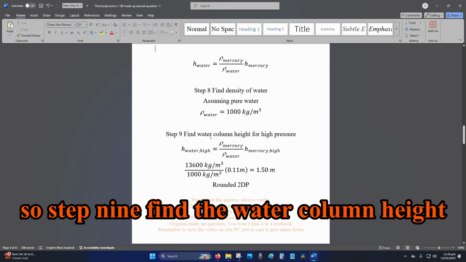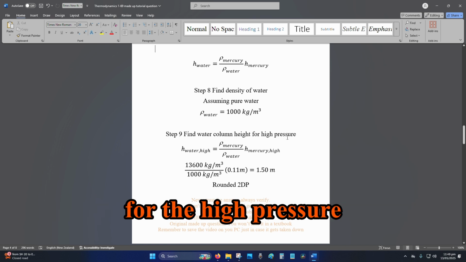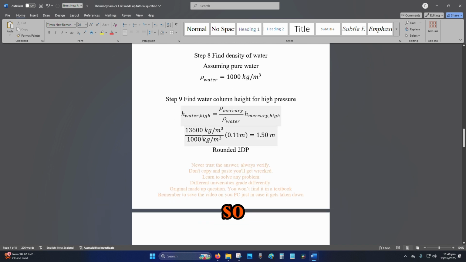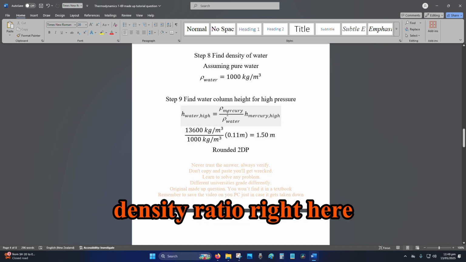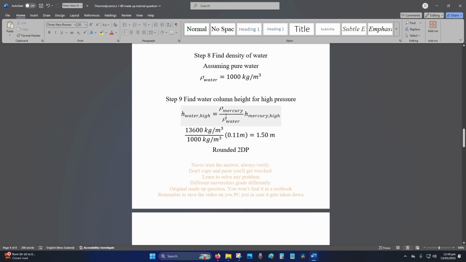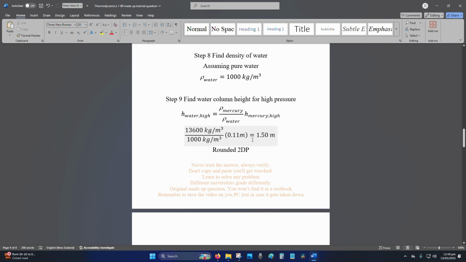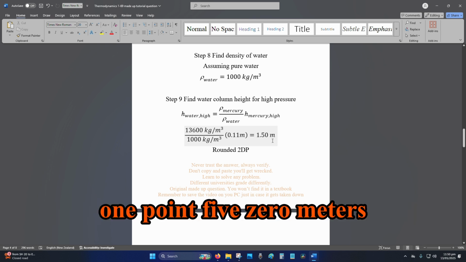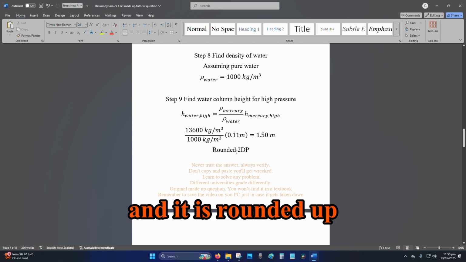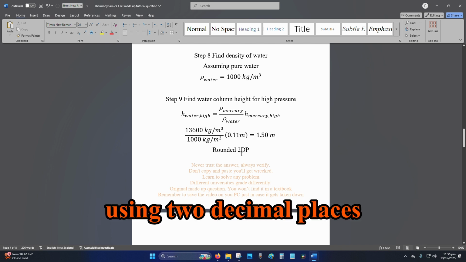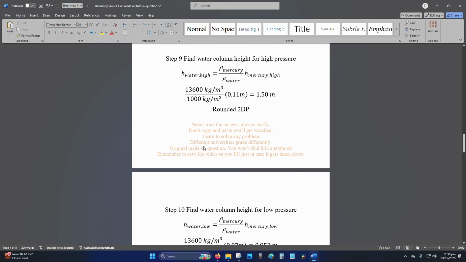So step 9, find the water column height for the high pressure. So that's the density ratio right here, mercury divided by water, and that's the height of mercury high. So it will be 1.50 meters, and it is rounded up using 2 decimal places.